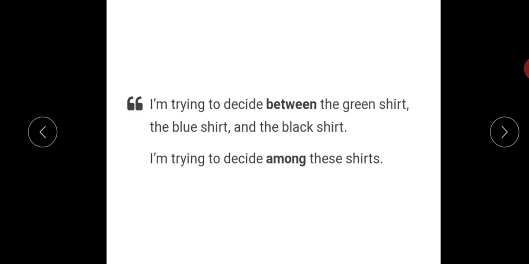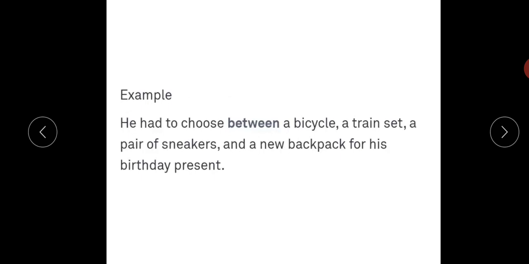You understand? And in the second sentence, we treat the items, that is the shirts, as part of a group. So all these shirts as one group. So we use the word among. Do you understand? See, he had to choose between a bicycle, a train set, a pair of sneakers and the new backpack for his birthday present.